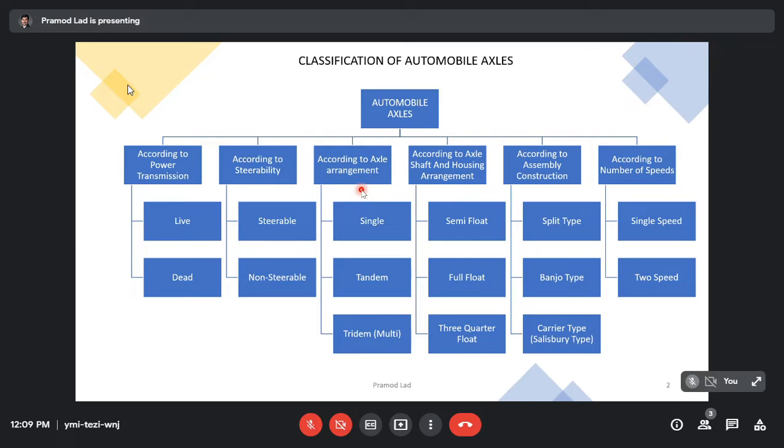This time we will see another three categories of axle classification: according to axle shaft and housing arrangement, according to assembly construction, and according to number of speeds. Please note that all these three categories are applicable for all the live axles. So whenever we speak about these three, all of them are applicable for live axles.